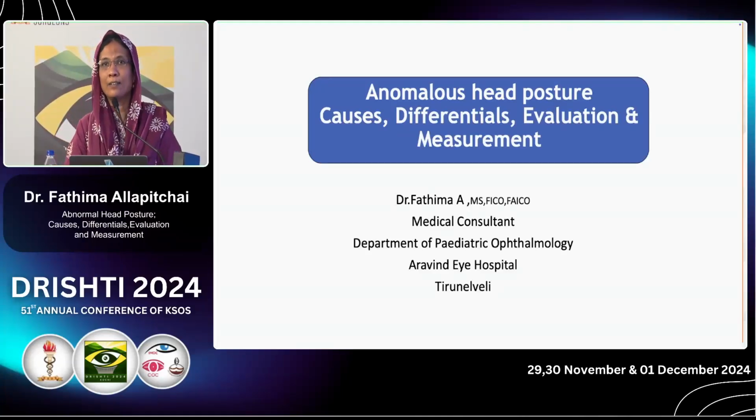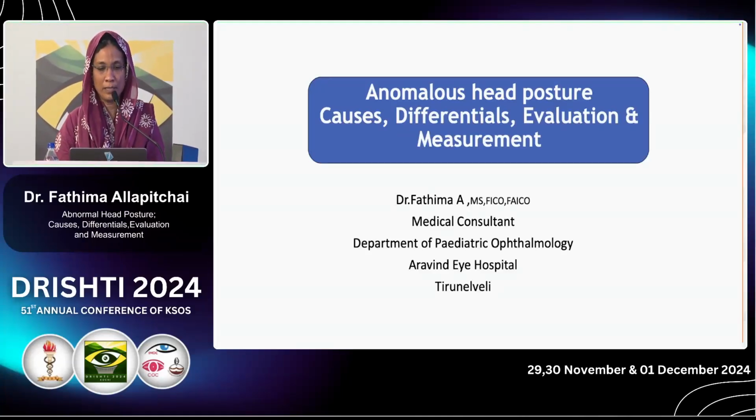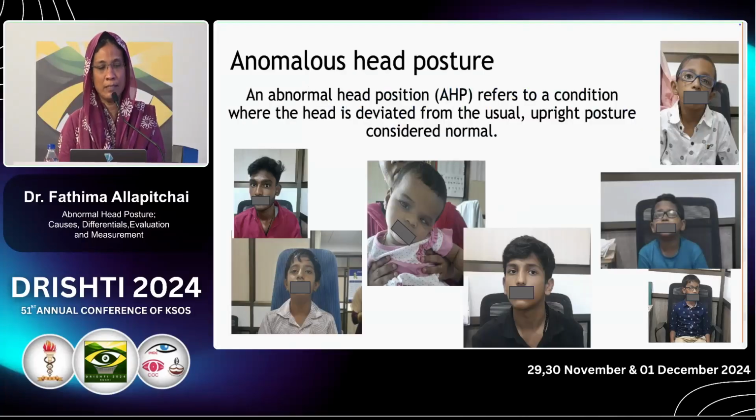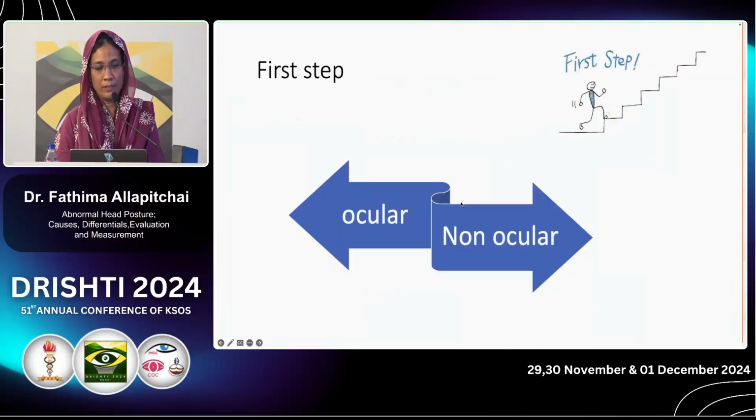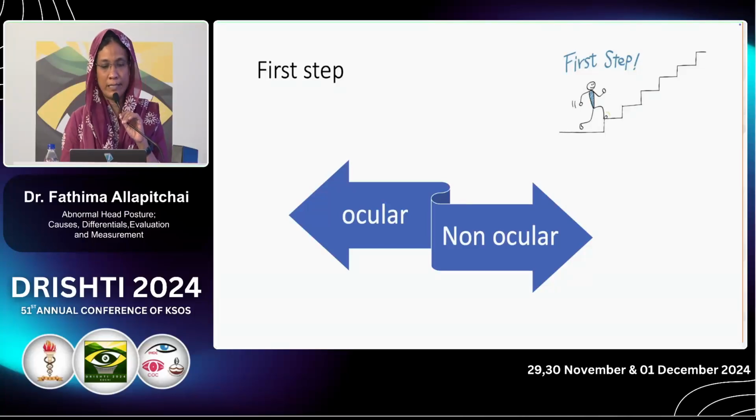Let us go through what is abnormal head posture, causes, differentials, evaluations, and management. So, abnormal head posture refers to a condition where the head is deviated from the usual upright posture. It could be either face turn, chin up or down, or head tilt, and sometimes combinations; here we can see head tilt as well as chin up kind of head postures.